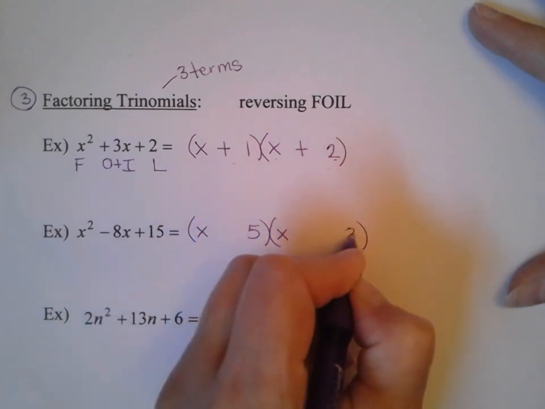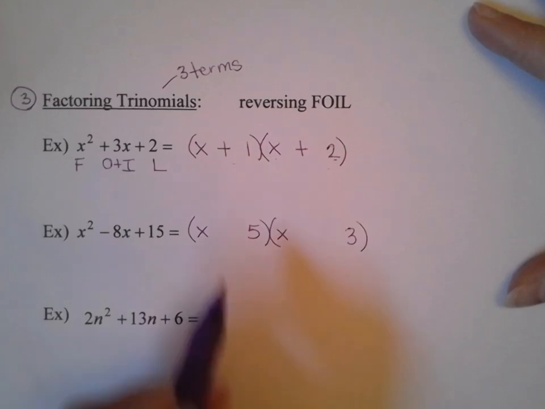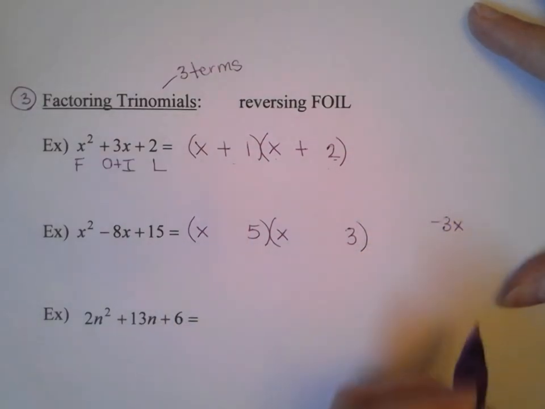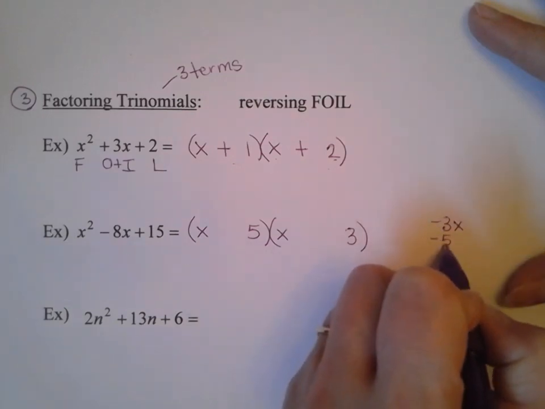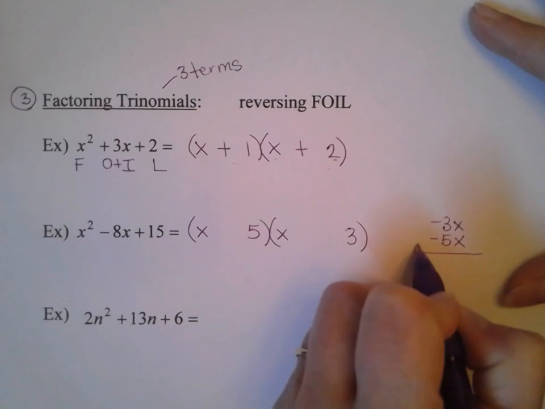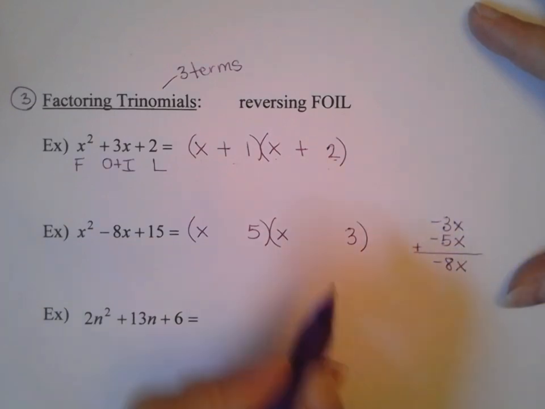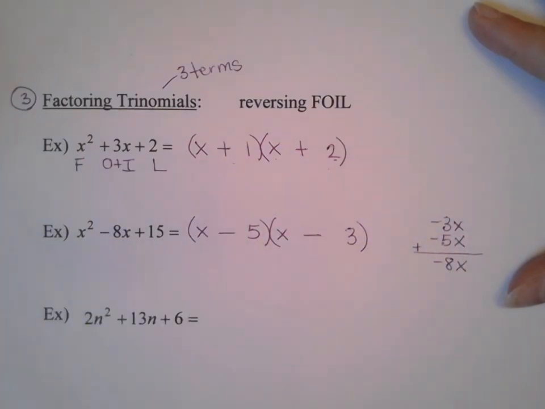5 and 3 work really well here. 5 times 3 is 15. And then on the outside, if I wrote it out, I would like to have a -3x, right? And a -5x, so that they will add up to be that middle term. And in order to do that, I need two negatives.